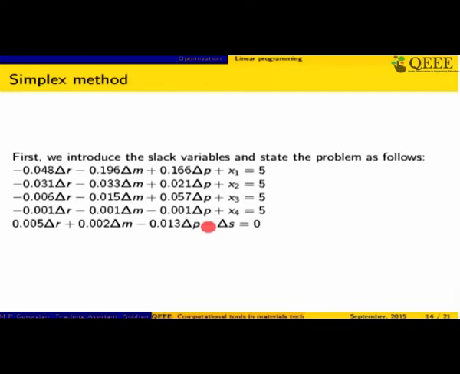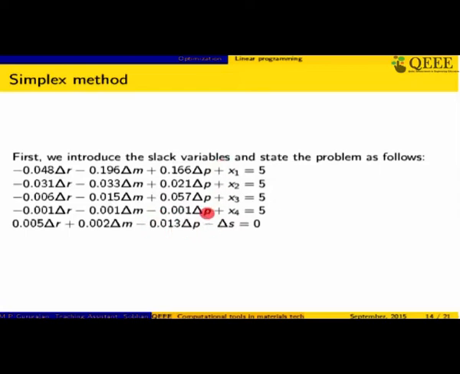Okay, if all the cost coefficients for all the non-basic variables become positive, then we have achieved the optimal solution. If there is more than one, of course this method will tell you which one to choose first and which one to choose later, and so on and so forth. But in this case, there is only one cost coefficient which is negative, which means that has to be brought into the basic variables. So we have to replace x1, x2, x3, x4, one of them by delta p.